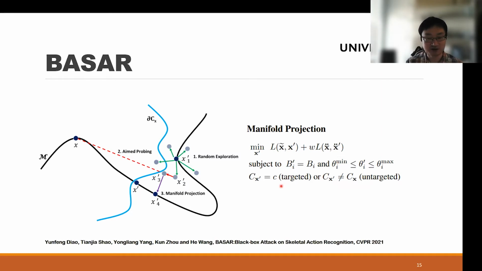Let's not talk about the details because this part should be part of the background anyway. More details can be found in the paper. After we do the projection, we get X4 prime. Then we do random exploration and the probing and projection again, iteratively. After many iterations, we'll finally be able to find a good adversary X prime that is both near the boundary but on the other side of the classification boundary, and also on the data manifold. When X prime is on the data manifold, it looks very natural. So the attack will still be very hard to spot.